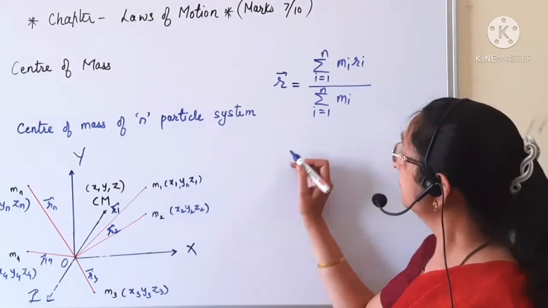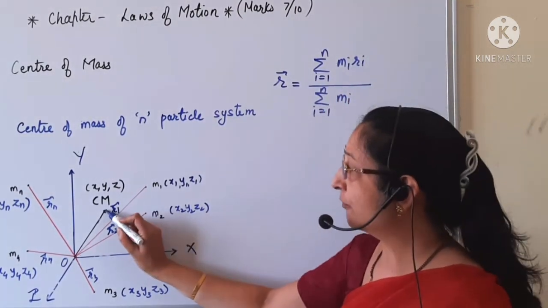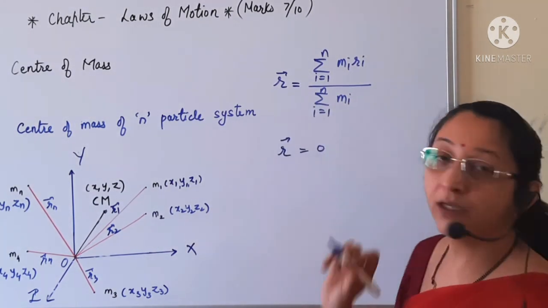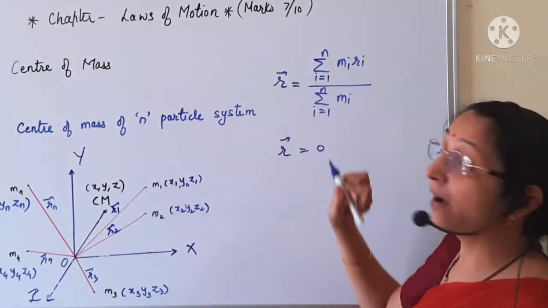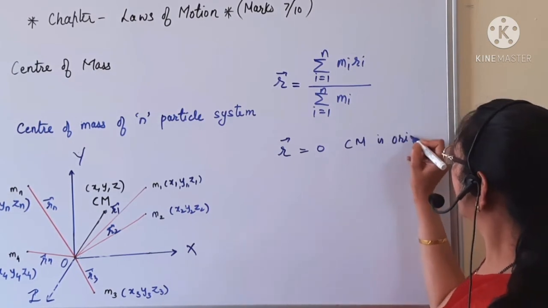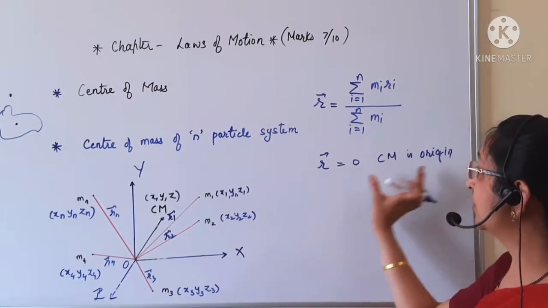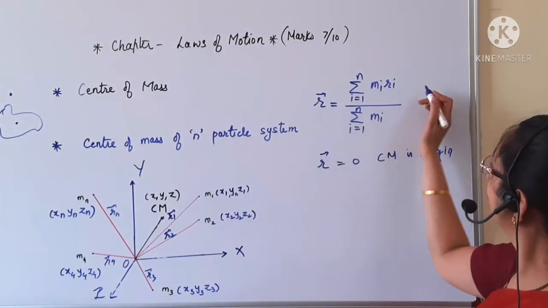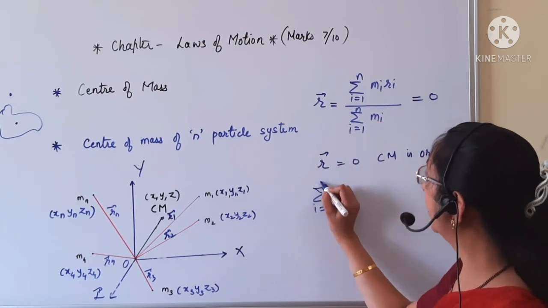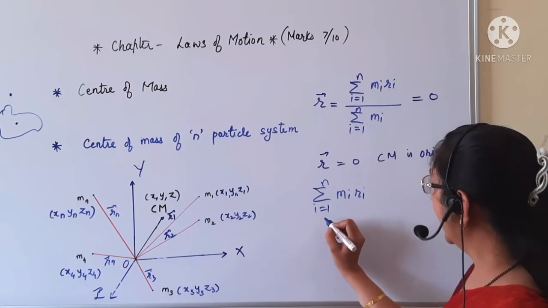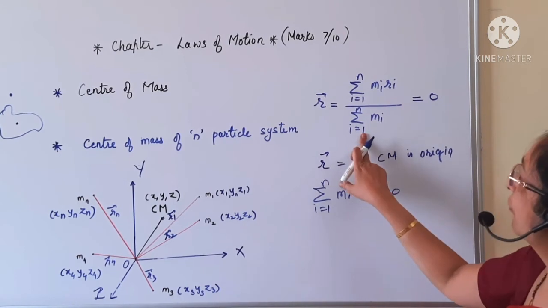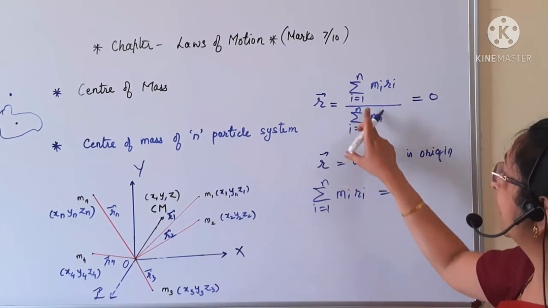Now if this center of mass point is the origin, then r will be equal to 0, because the center of mass point is the origin. Center of mass is origin, r is equal to 0. So if r is equal to 0, this will be equal to 0. Then summation of i equal to 1 to n mi ri will be equal to 0, because summation of i equal to 1 to n mi is not 0.